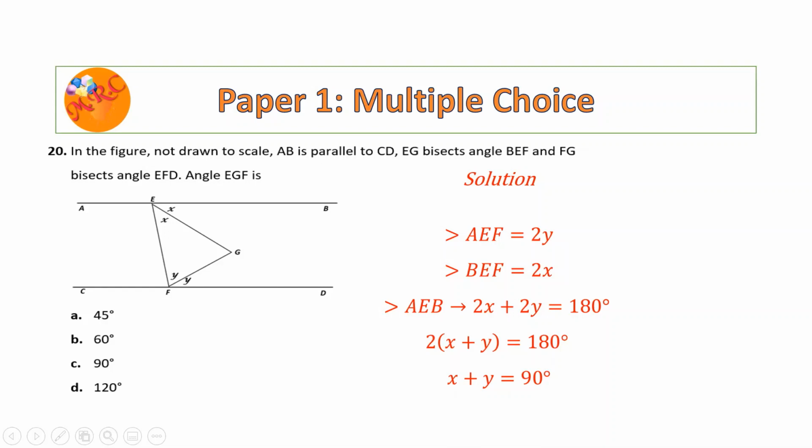So in this triangle, two of the angles add up to 90. That means the other remaining angle, even though it doesn't look like it, as the diagram is not drawn to scale, is actually 90 degrees. Alright? So EGF is 90 degrees.